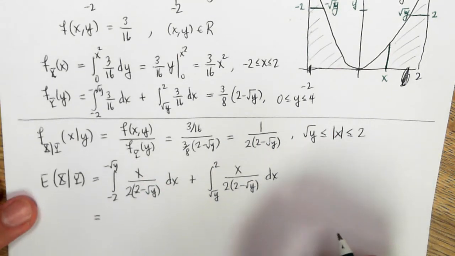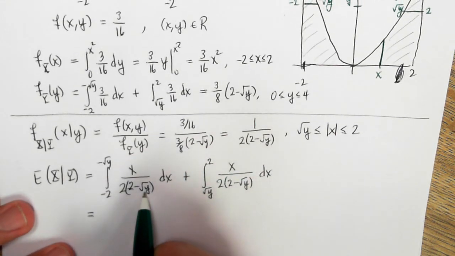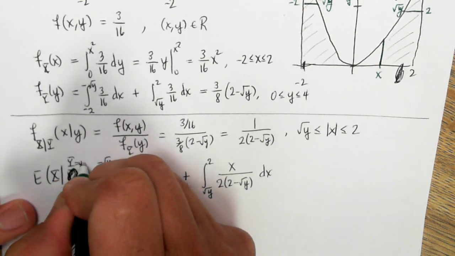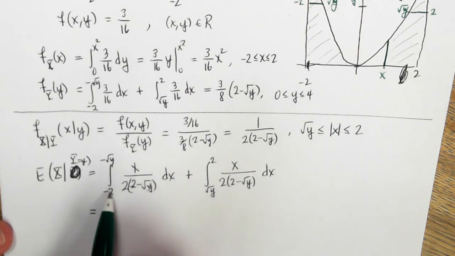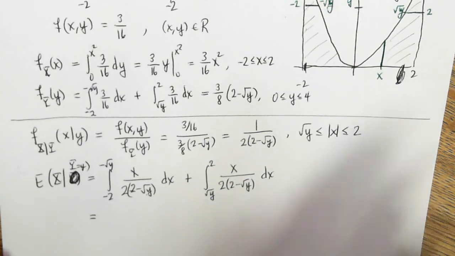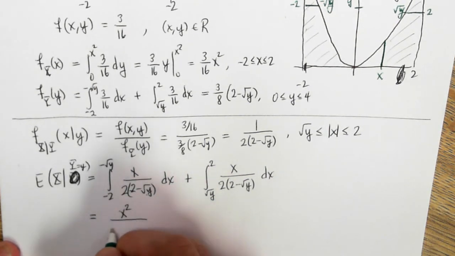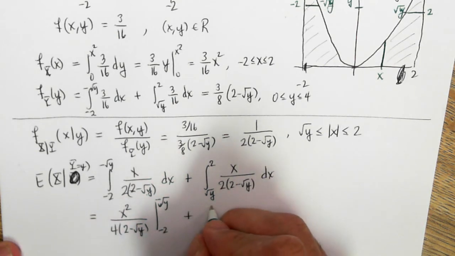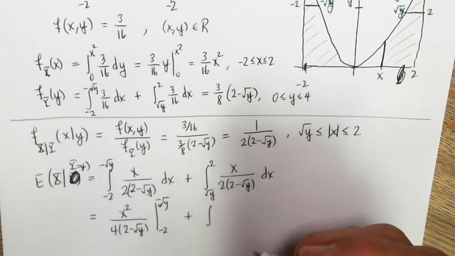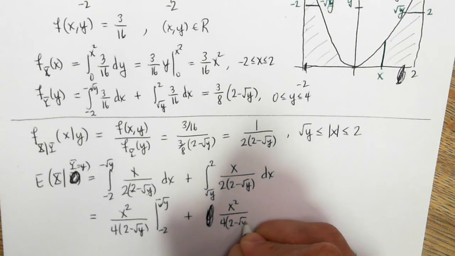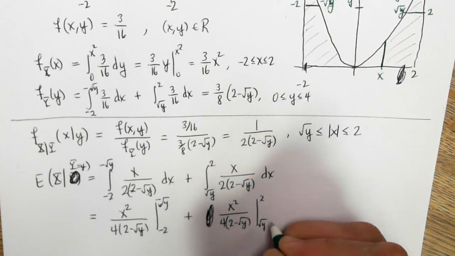Okay, so let's go ahead and do these integrals. Now in these problems, y is fixed, and I should have written here, to be more explicit, that capital Y is equal to little y. In these integrals, the value of y is fixed, and x is the thing being integrated, and so we get x squared over 4 times 2 minus the square root of y, evaluated from negative square root of y on top to -2, plus the integral of x squared over 4 times 2 minus the square root of y, from 2 to square root of y.